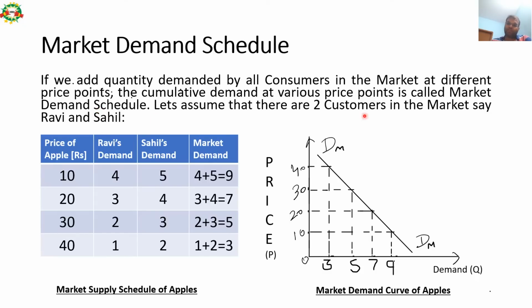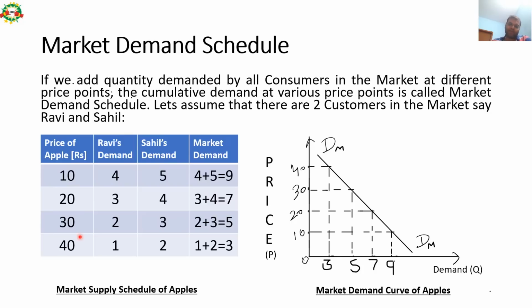So let us assume there are two customers. There are only two customers in the market, say Ravi and Sahil. So at 10 rupees, Ravi would demand 4 apples and Sahil will demand 5 apples. However, at 20 rupees, Ravi's demand will reduce to 3 apples and Sahil's to 4 apples. Right. So put together, in case of 10 rupees of price, total demand in the market will be 9 apples. At 20 rupees, total demand will be 7 apples.